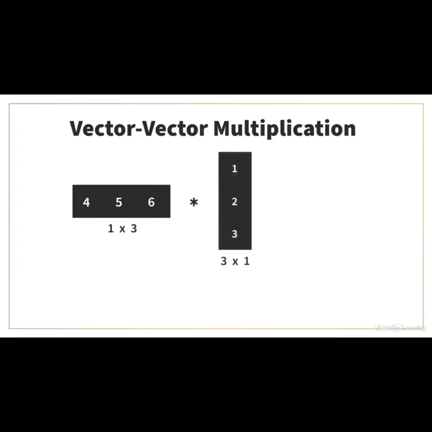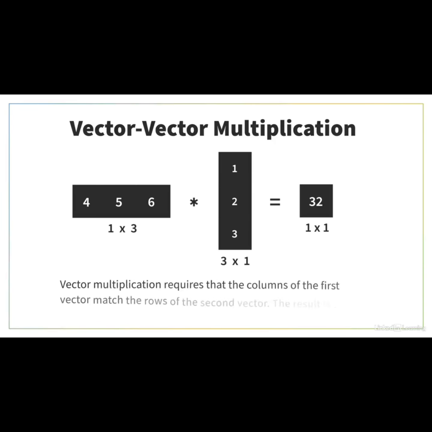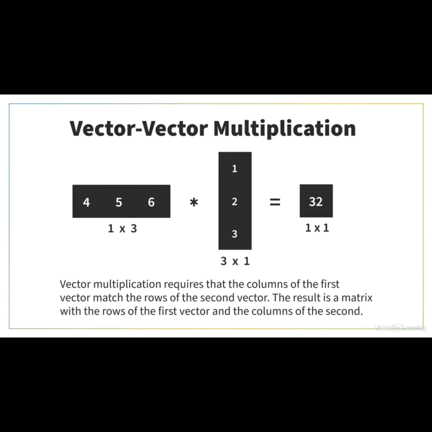You can multiply that vector by another vector, but it has to be of an appropriate shape. And in this case, that means that it has 3 rows and 1 column. So if you multiply these together, you get a result that is 1 by 1, that is a single unit. So the question is, why does this work this way? Well, one of the rules of matrix multiplication is that the columns of the first vector, that is the number of them, must match the number of rows in the second vector.